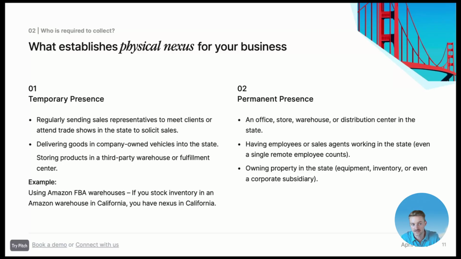Temporary presence can involve things like regularly sending sales representatives to meet clients or attending trade shows in a state. It can involve delivering goods in company-owned vehicles into a state, or storing products in third-party warehouses or fulfillment centers. This is the tricky one. If you are using a third-party logistics provider or even Amazon FBA, and they move your inventory into a state, even though you don't control exactly which warehouse they put it in, because you still retain ownership over your inventory, it technically qualifies as a physical presence and can trigger an obligation for you to get registered.